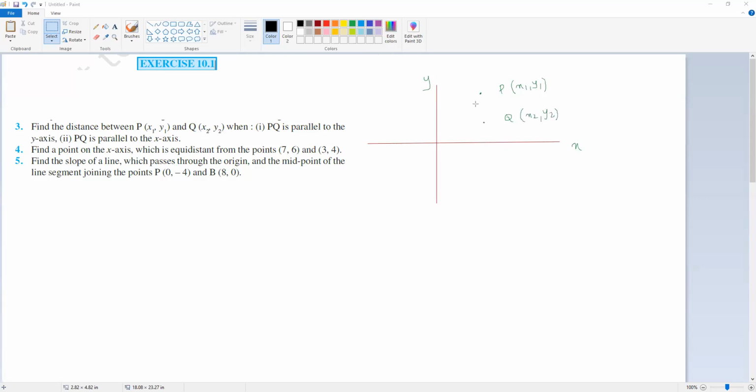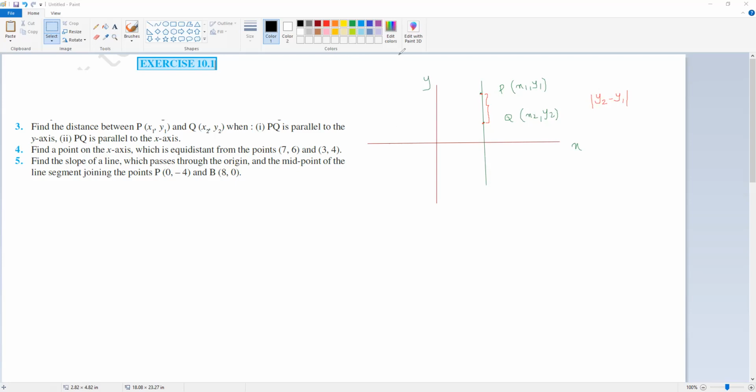It is given that PQ is parallel to the y-axis. So what is the distance between P and Q? We can use the distance formula, but since it is parallel to the y-axis, there is no need to find the distance between P and Q that way. The distance between P and Q is this length, which is nothing but the difference y2 minus y1, or else y1 minus y2, its magnitude.